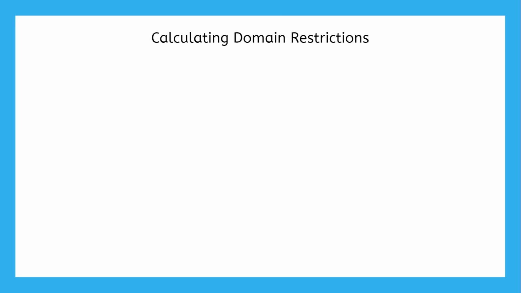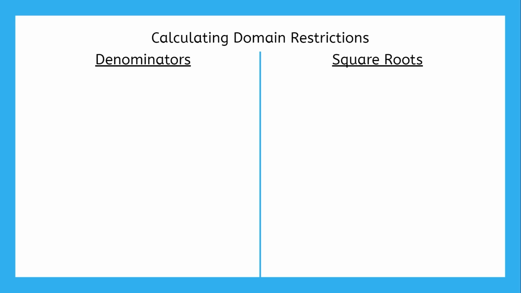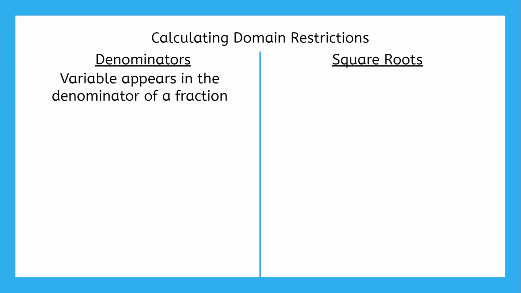Most functions, though, don't have any domain restrictions, meaning that any input can be used. But there are a few features that can cause a restriction to occur. We're going to focus on two of these: denominators and square roots. When a variable appears at the denominator of a fraction, this causes a restriction. Here's an example of the variable in the denominator of a function.